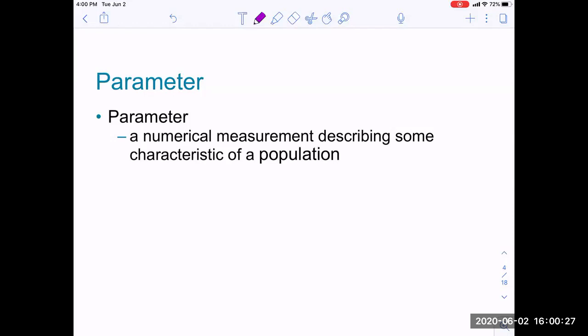So you're going to want to know these definitions. And at the very end of this video, I'll come back and revisit this. A parameter is a numerical measurement describing some characteristic of a population. Same thing with a statistic, a numerical measurement, but now it's describing a characteristic of a sample. I'll revisit this at the end.